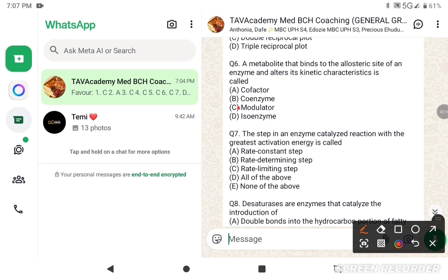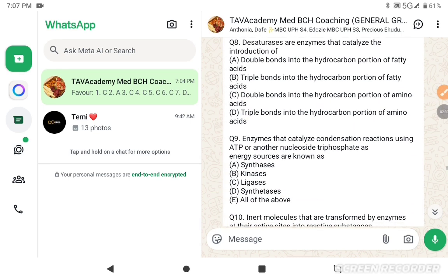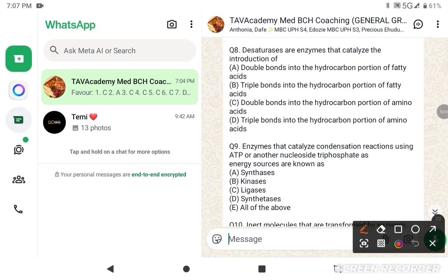Question 7 now says, the steps in an enzyme catalyzed reaction with the greatest activation energy. This is what they're talking about. This point where you have the enzyme, this area here where you have the slope being formed, it's called the rate limiting step, it's called the rate determining step. So all of the above would be the correct answer here. Let's look at question 8 and question 9 now. For question 8, desaturases are enzymes that catalyze the introduction of double bonds into hydrocarbon portions of fatty acid. That will be option A.